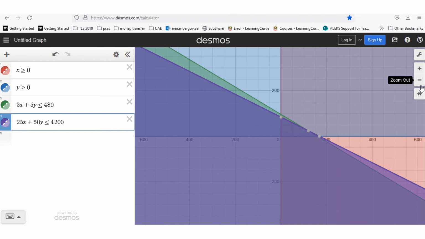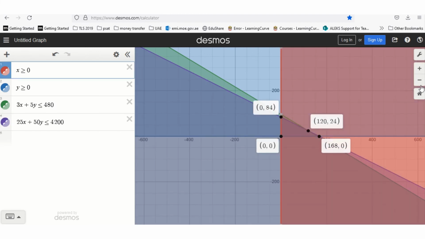Okay, so x greater than or equal to 0, y greater than or equal to 0 is very easy. It will be the region on the right and the region in the first quadrant. Now for 3x plus 5y, that's the green part, this line has to be less, means inside. And then for the next one, 25x plus 50y less than or equal to this, the purple one, we need less, so means this. So the points are 1, 2, 3, and 4. 4 points. So we have got all 4 points.